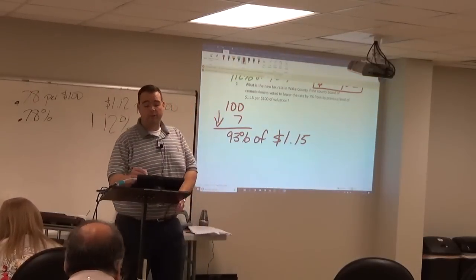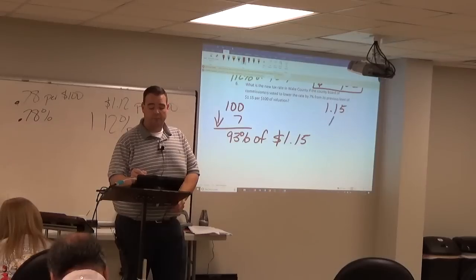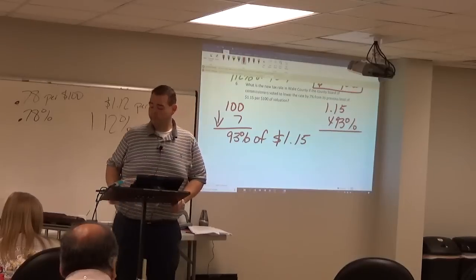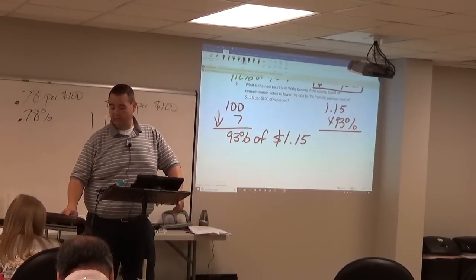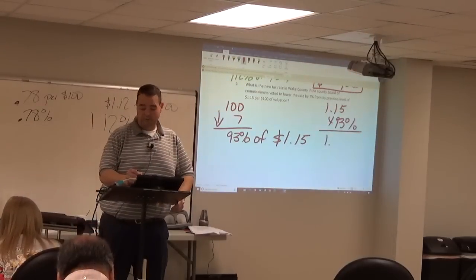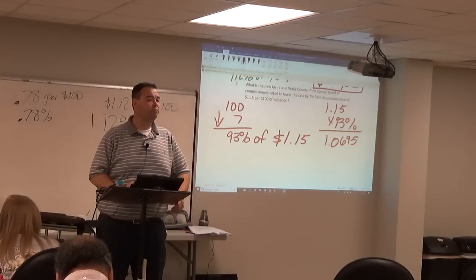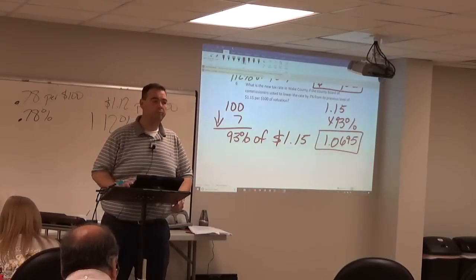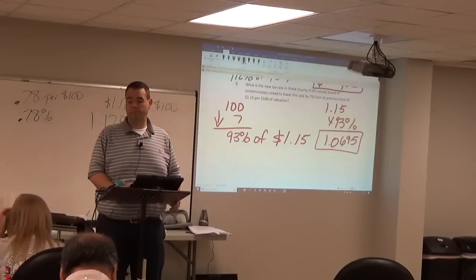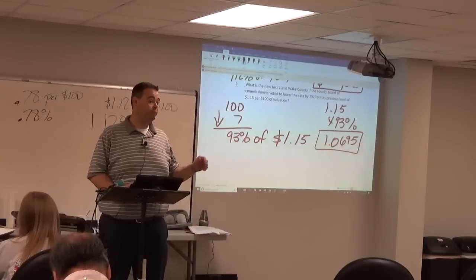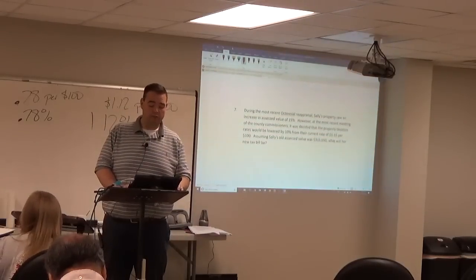Does that make sense? So you're typing in your calculator what? $1.15 times what? 93%. 1.15 times 93%. That new tax rate is 1.0695. Okay? 1.0695.